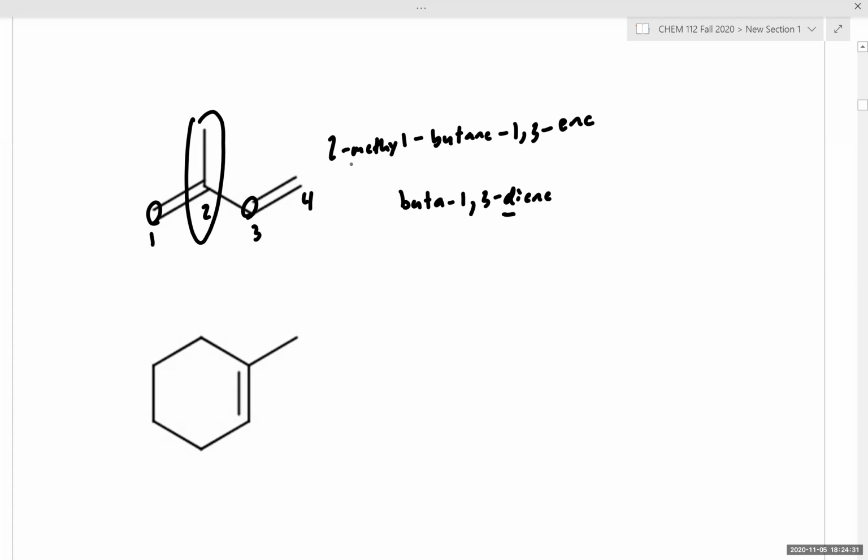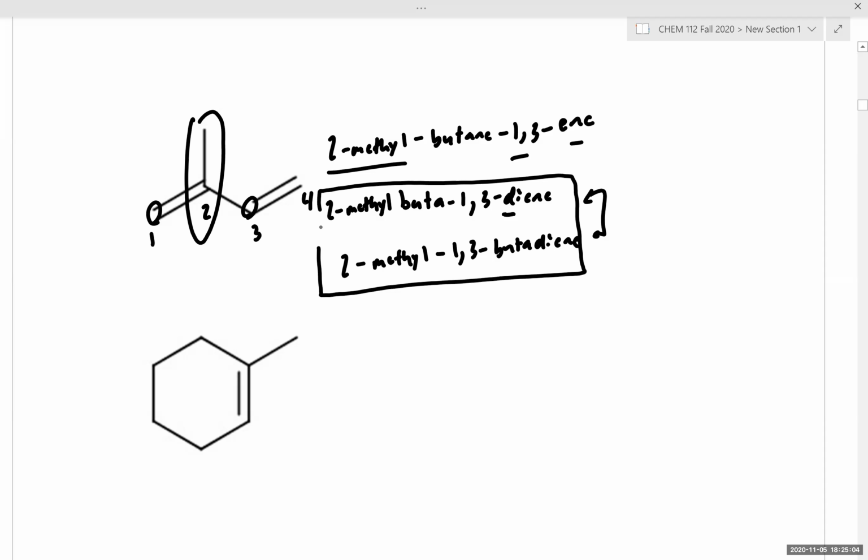The 2-methyl group is exactly right. So this would be named as 2-methylbuta-1,3-diene, or you can also call this 2-methyl-1,3-butadiene. Both methods are perfectly acceptable. But it's great to see the locant numbers were correct, the suffix was correct, and the starting side chain was named perfectly correctly. So that's great to see. So both of these names are valid for the following structure.